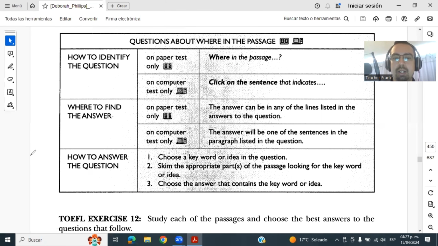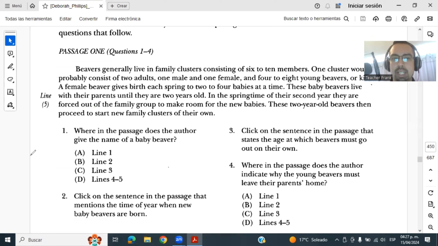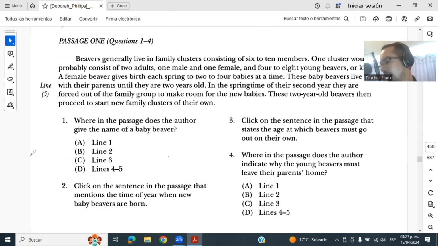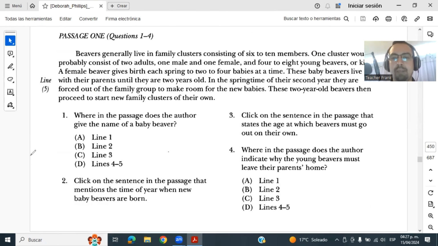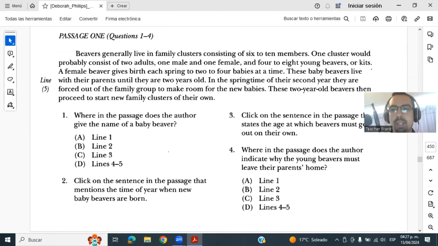All right, so let's go to the first exercise. In passage 1, this one's going to be number 1 to 4. I'm going to ask you to pause the video so you can answer number 1 to 4, read the text, and then we will check them, okay? All right, so let's check it.